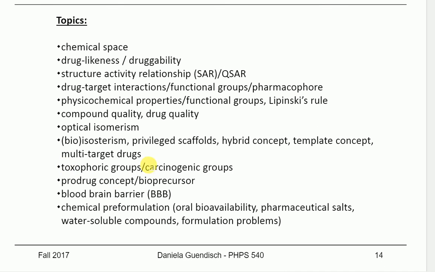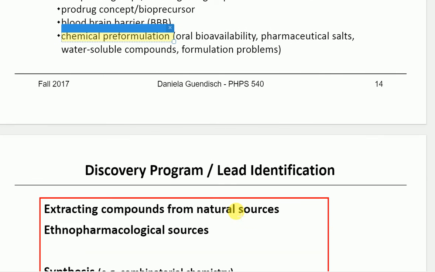toxophoric groups, carcinogenic groups, prodrug concept, and bioprecursor, the blood-brain barrier. Chemical preformulation includes oral bioavailability, pharmaceutical salts, water-soluble compounds, and any formulation problems.